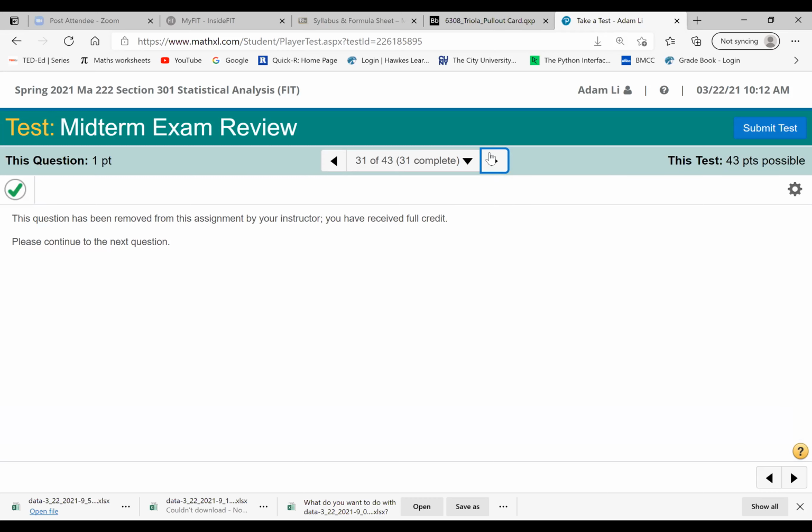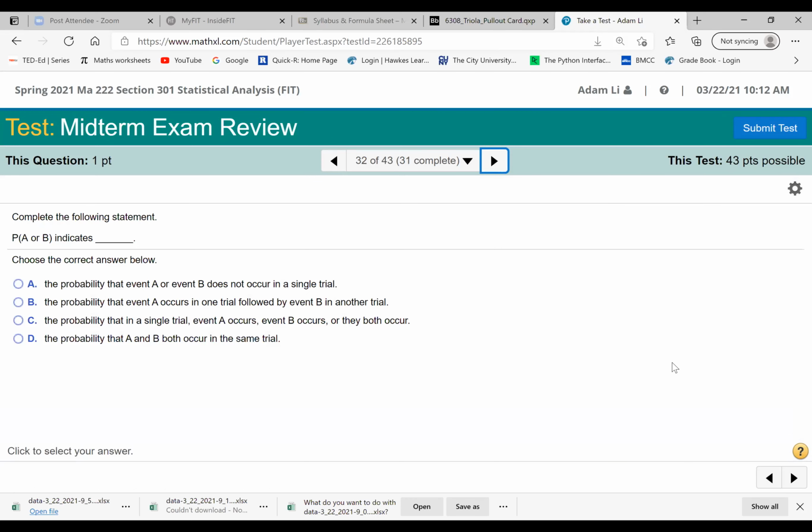Then question 31, I omitted. Question 32. A or B indicates... If you go back to the Venn diagram, A or B basically indicates... So if you draw the Venn diagram, this is event A, this is event B, and in the middle is the intersection, right?